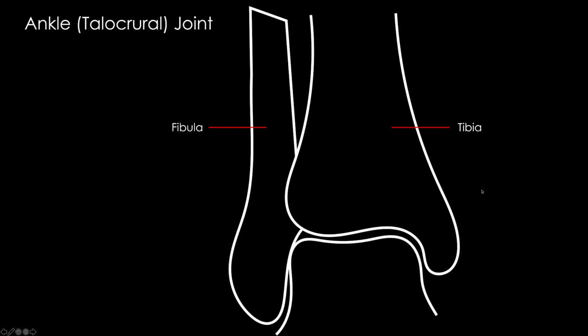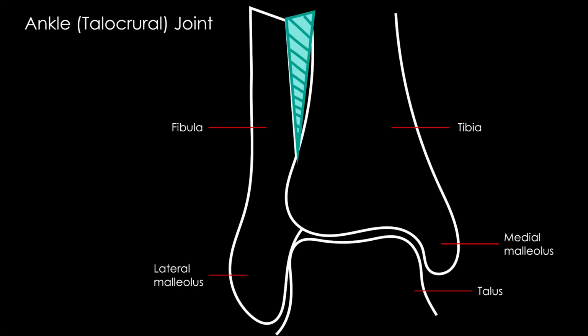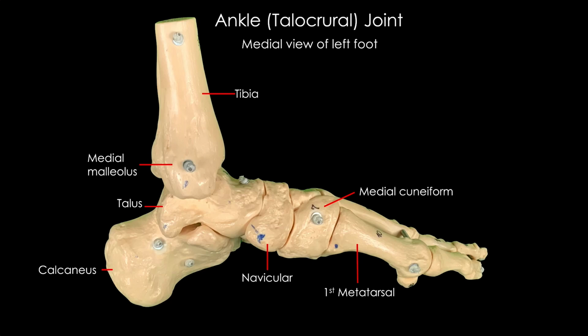There you can see the fibula and tibia, and these are the lateral and medial malleolus of the fibula and tibia. And there is the talus. These two bones are connected by the interosseous membrane. Now let's look at this foot. This is the medial side of my left foot, and you are looking at the tibia. Fibula is not visible in this view. This is the medial malleolus of my tibia. There is the talus, calcaneum, navicular, then the cuneiforms, which are 3 in number, and then we can see the metatarsals.